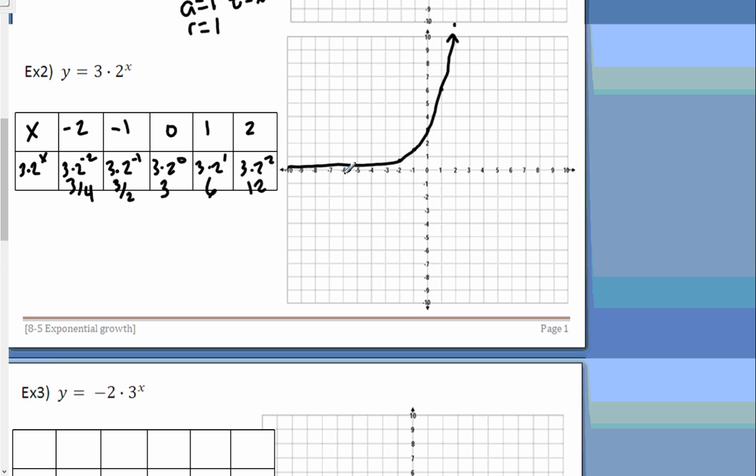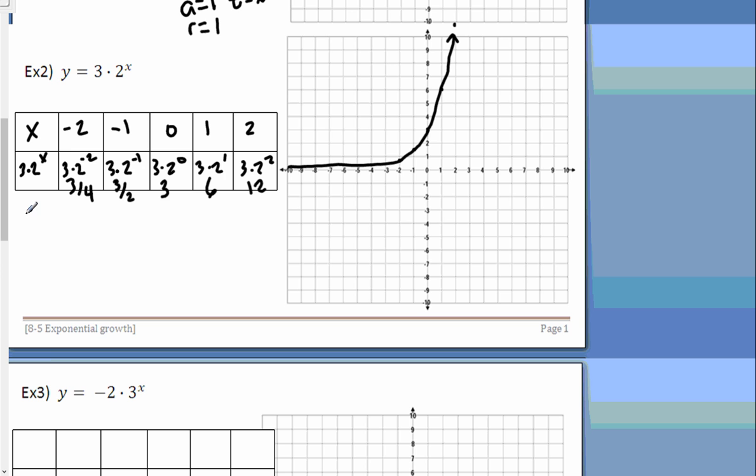Once again, why does it not get below this x-axis? Because each time I go down, I'm going to divide it by 2 again, divide it by 2, divide it by 2, and each time I divide something by 2, I don't get 0. I never get 0. I always have something left, so it's going to get closer and closer to 0, but never actually touch 0. Okay?